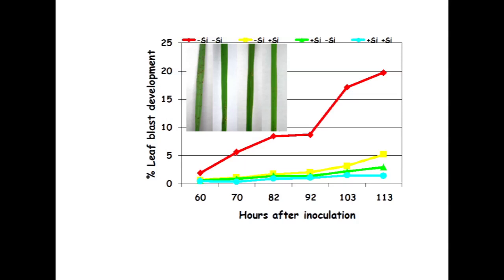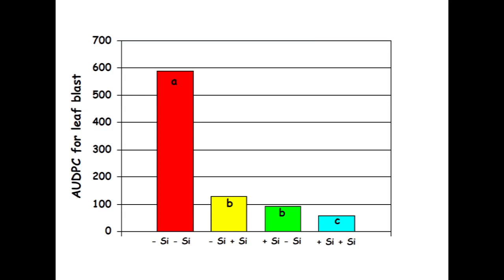And so when you look at the progress of leaf blast development, this is the control. This is the minus silicon plus silicon. This is the plus silicon minus silicon, and the plus plus silicon. What we can conclude from this is that both the soluble and insoluble forms of silicon are very important in controlling rice blast development. But if it's continuous, probably both are functioning in this case.